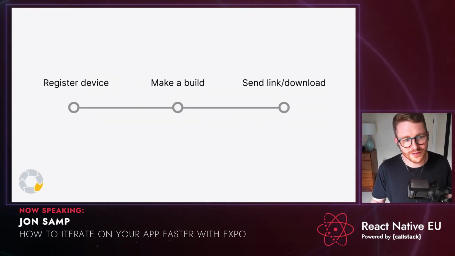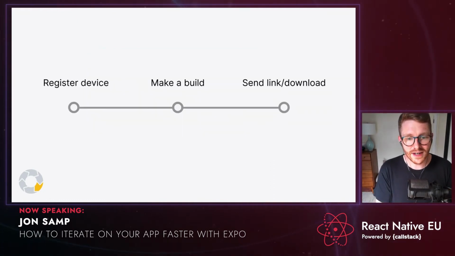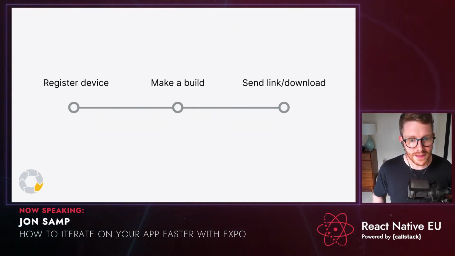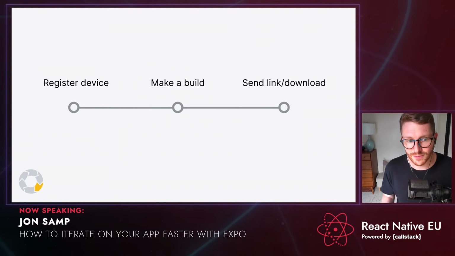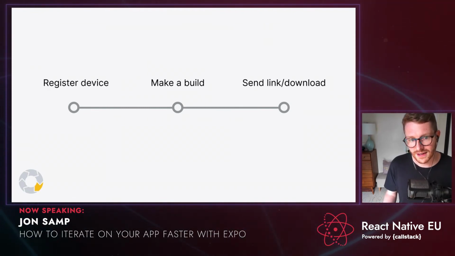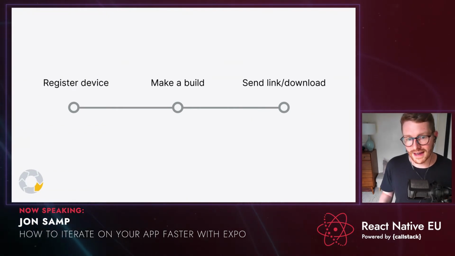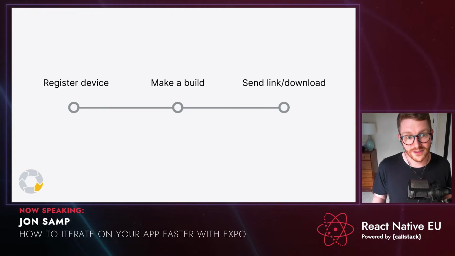So what this whole process looks like is registering a device, then making a build, and then you can send a link to download. And that makes this whole process much faster and allows people on your team to try your stuff faster. And if you can try something faster, you might try more features. You might try stuff that you wouldn't try before. And this iteration is going to help us make an awesome app.